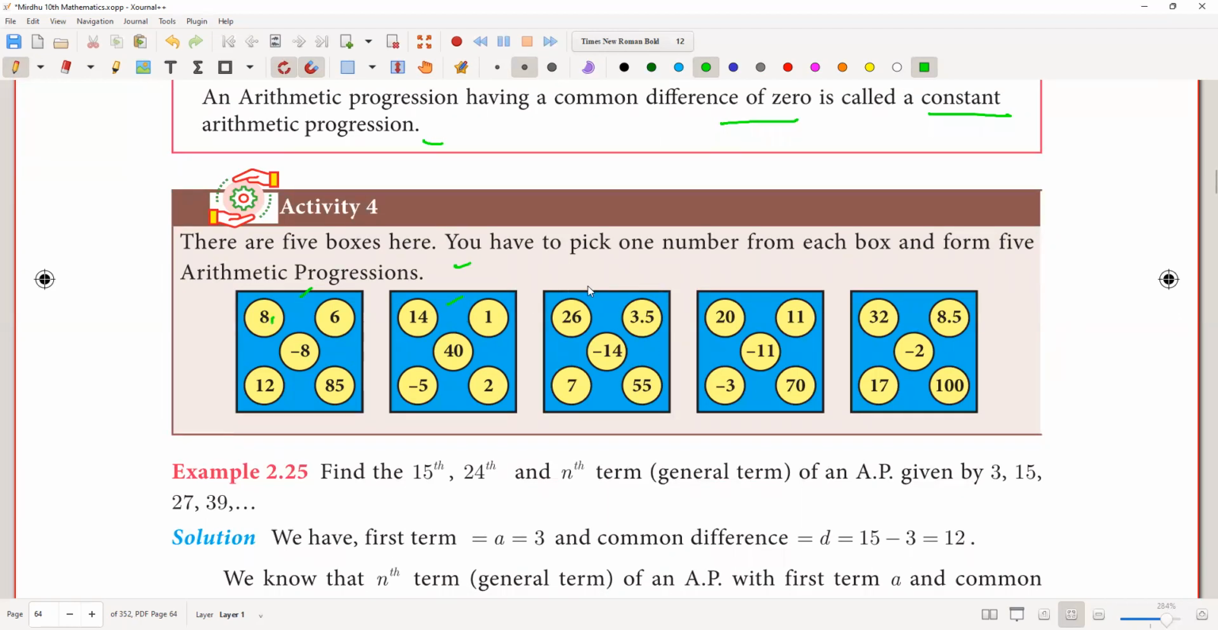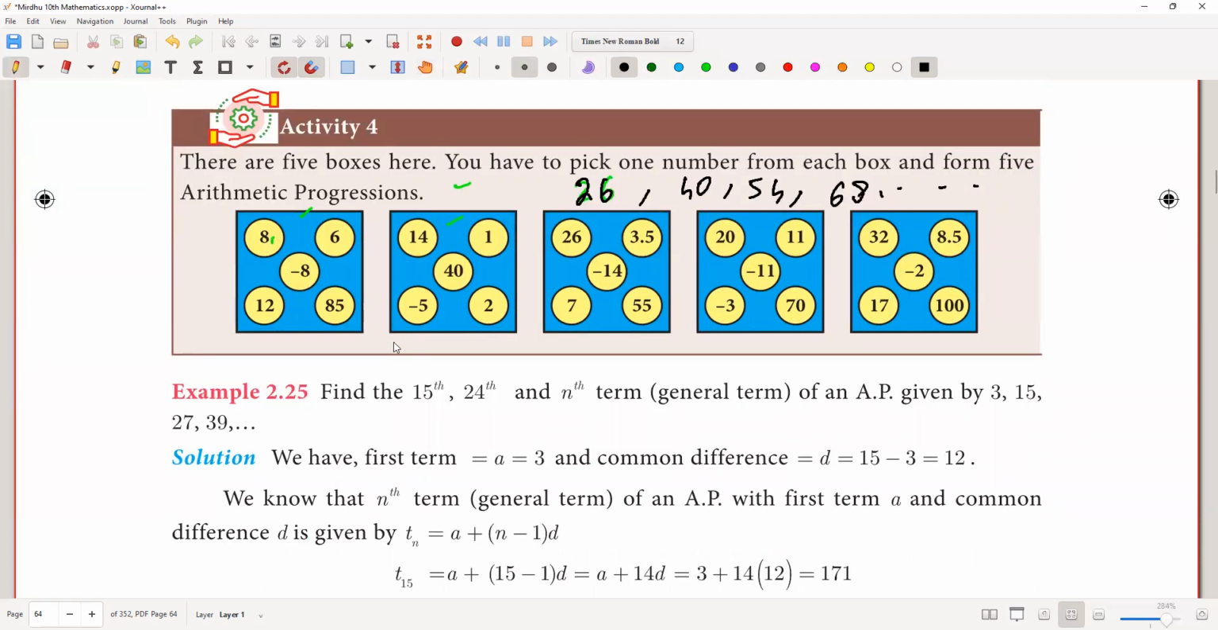All right. Like that, you can take any number from here and any other number from another box and form an AP. If I'm taking 26 from here, and what number do you want from here? 14. So 26 plus 14 is 40, 54, 68. That's it. Like that, you have to form as many APs as possible.